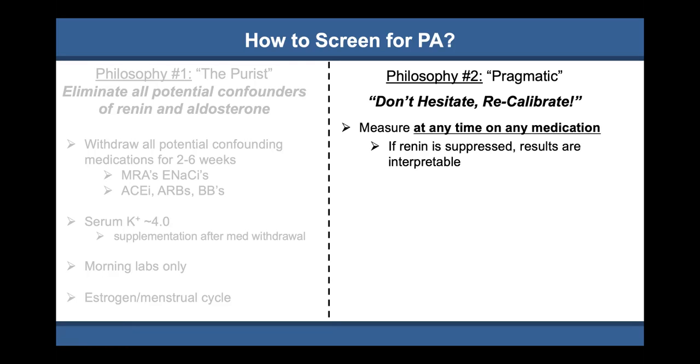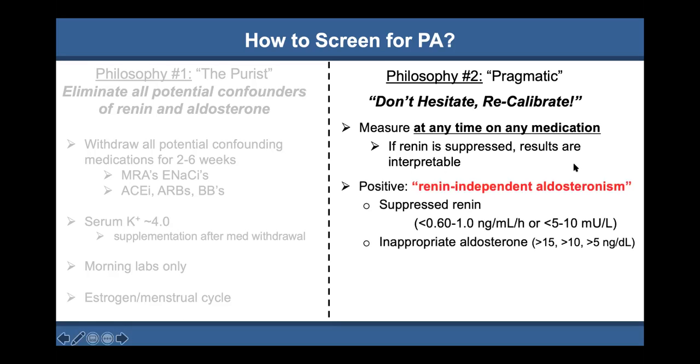So in this philosophical approach, you would measure renin and aldosterone at any time on any medication. In other words, if you even suspect primary aldosteronism, don't miss the opportunity to screen, don't hesitate, measure right then and there, and then you'll recalibrate how you interpret the results. Because if the renin is suppressed, your results are likely interpretable. What you're looking for in a positive screen is evidence that your patient has renin-independent aldosterone production.